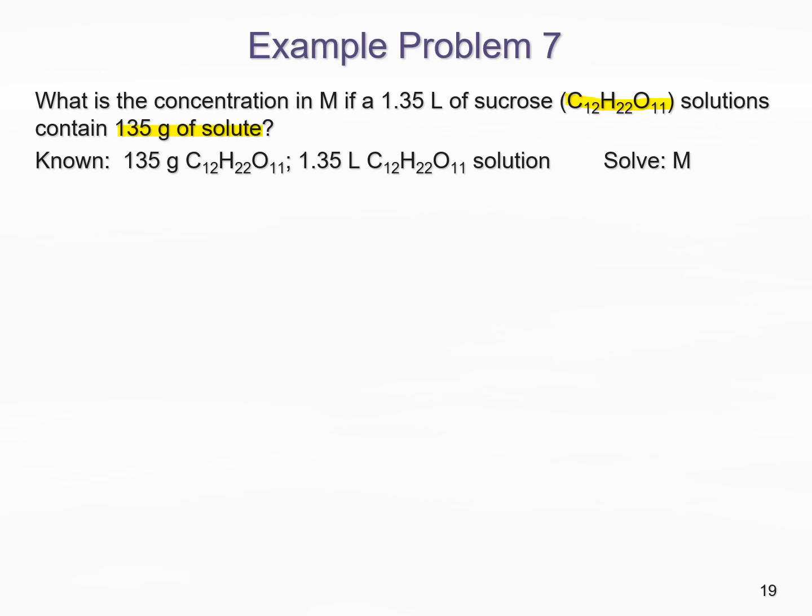What else do we know? We have 1.35 liters of sucrose solution. So that's two pieces of complete information. And the question wants us to solve for M. Does anybody recall what the M is? You got it. Moles per liter.